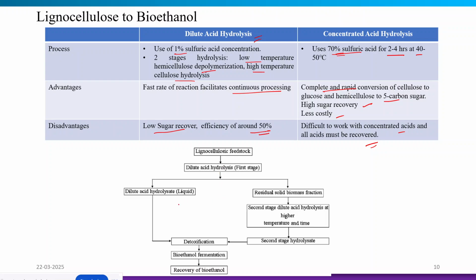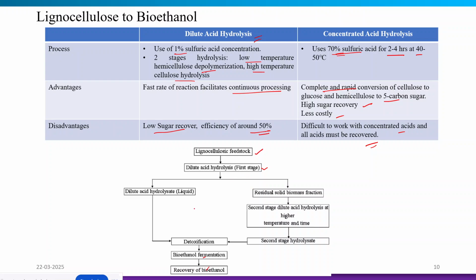So here you can see the two stage method for dilute acid hydrolysis. The lignocellulosic feedstock follows the dilute acid hydrolysis for the first stage, where the dilute acid hydrolysate is taken forward for detoxification to remove any inhibitory byproducts, and then it is taken for fermentation to produce the bioethanol, and then the product is separated.